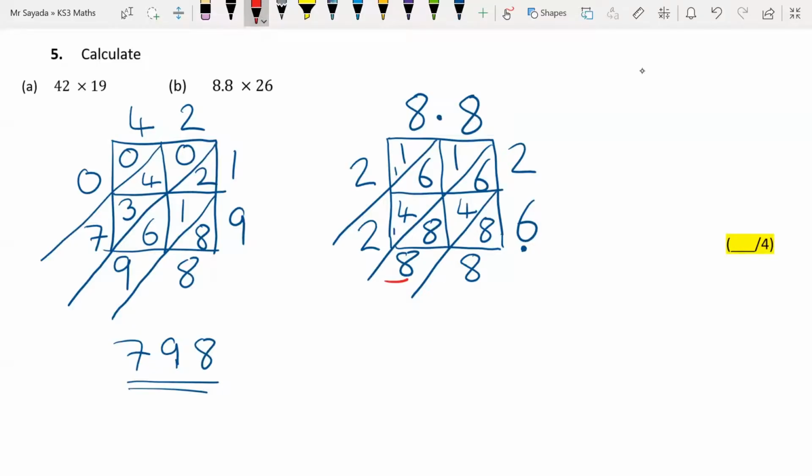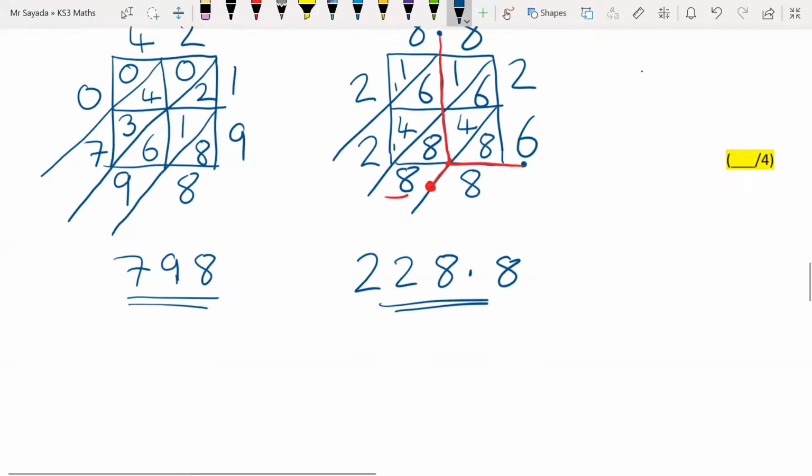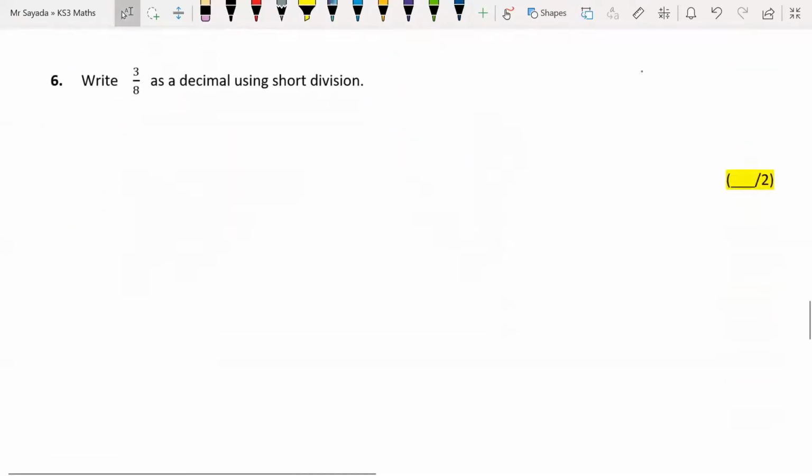What we then do is we go down from this decimal point, we go left from this decimal point, and where they meet, we go down that diagonal. That's where the decimal point goes, which means the final answer is 228.8. I'm writing it out separately, not just leaving it in my gelosia, so that you can clearly see the answer. Pause the video to do this question and press play once you're ready.